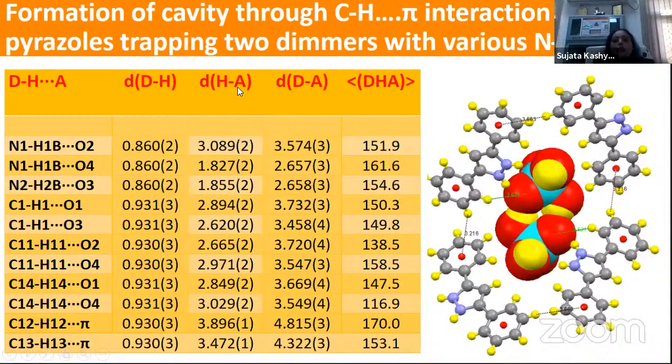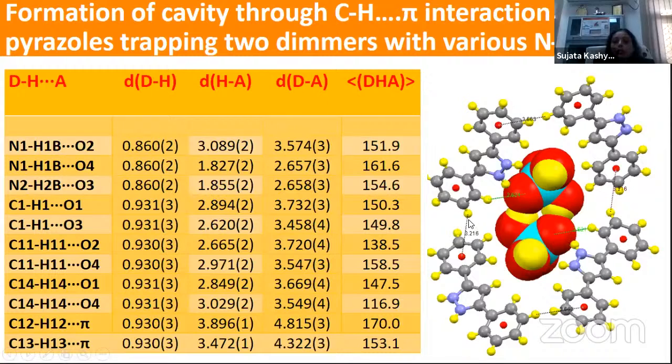Then hydrogen and acceptor. Suppose this is the acceptor, electron density. I had already told you this. Suppose we have to make a pi electron density, so we have to insert an atom over here. And then the distance of this CH through this, the distance of this H to this acceptor, is 3.216. So that is the H and A distance.